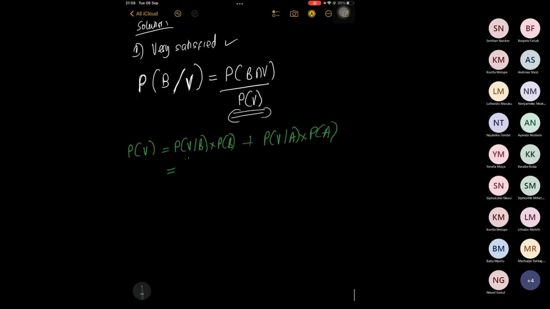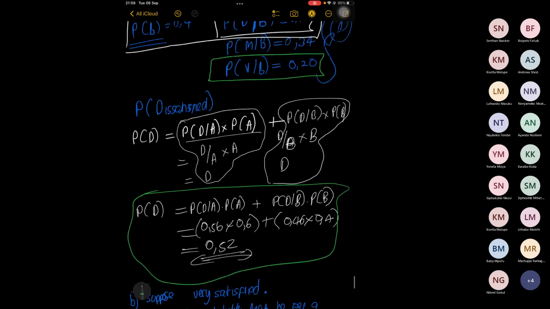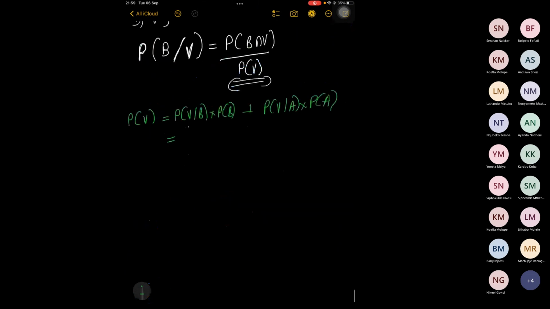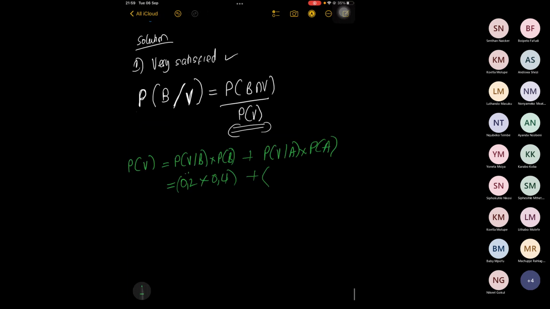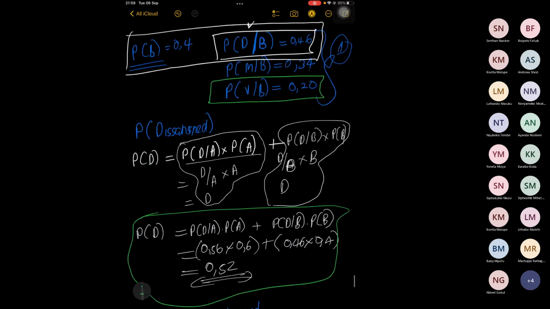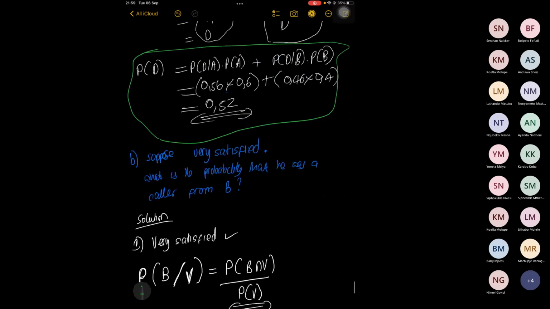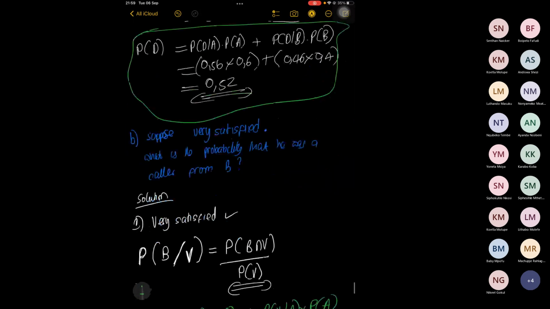So what's the probability of V given B? V given B is 0.2 times the probability of B, which we said is 0.4, then plus what's the probability of V given A? You said it is 0.11, is it? 0.11.